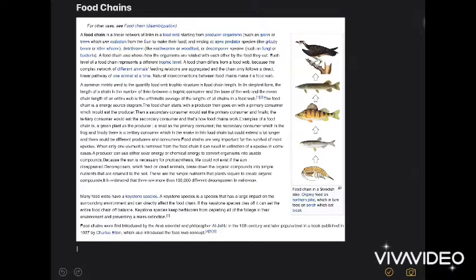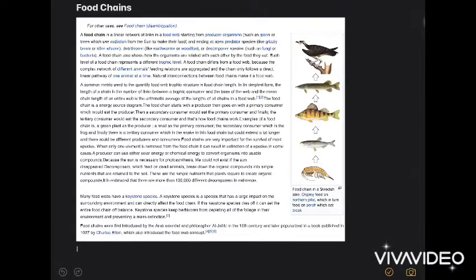Decomposers, which feed on dead animals, break down the organic compounds into simple nutrients that are returned to the soil. These are the simple nutrients that plants require to create organic compounds. It is estimated that there are more than 100,000 different decomposers in existence.